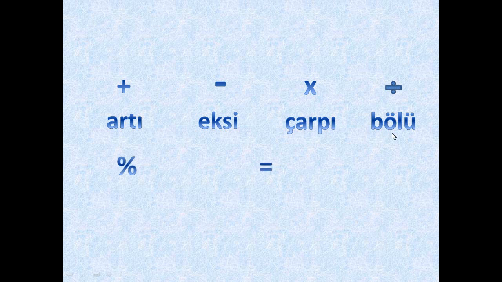I thought that I should add some mathematics signs here. Here we have plus, we call it artı, minus, eksi, multiply, çarpı, and division, bölü. I read them again. Artı, eksi, çarpı, bölü. And we have the percent called yüzde. And equals is eşittir. Okay.